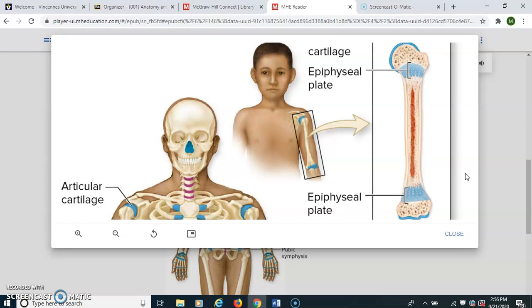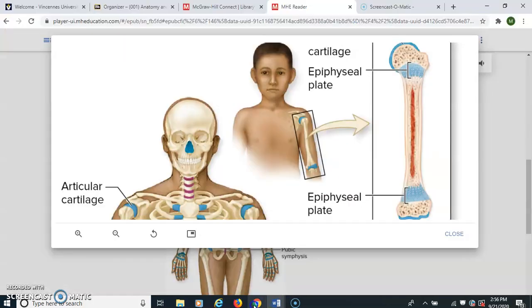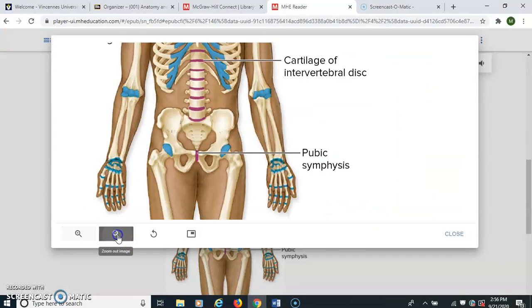So, all right. We'll go back to our objectives. The next objective is over the cartilage. So we're going to look at hyaline cartilage and fibrocartilage and point out where you can find hyaline cartilage, and there's 3 places, and where you can find the fibrocartilage in the skeletal system. So we'll go back to our picture.